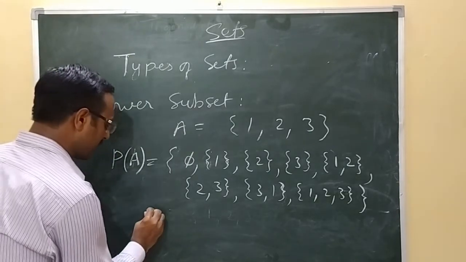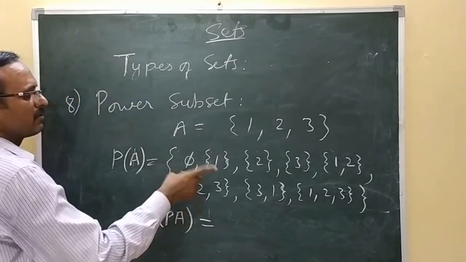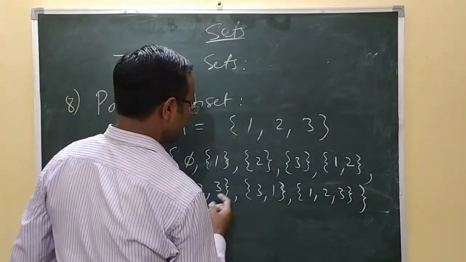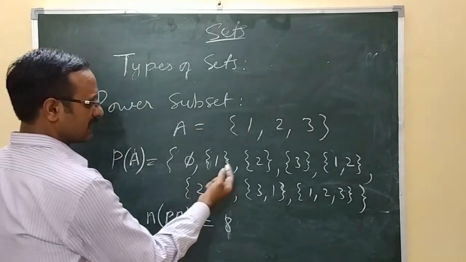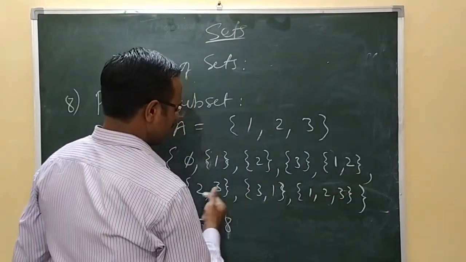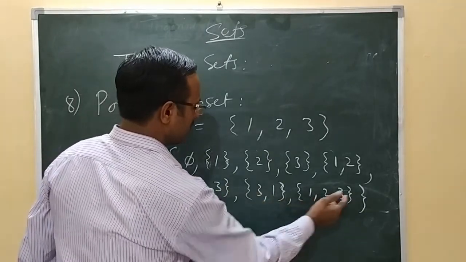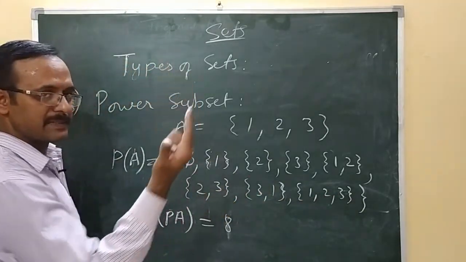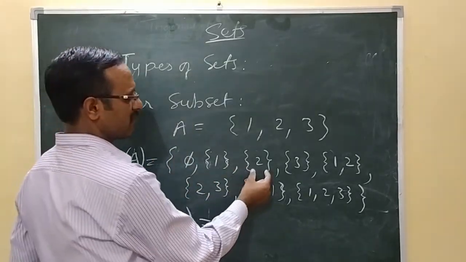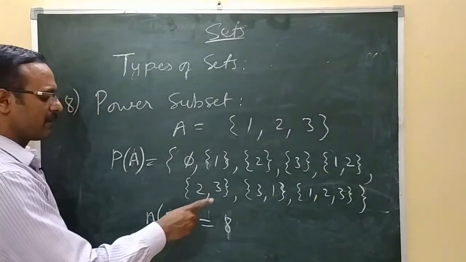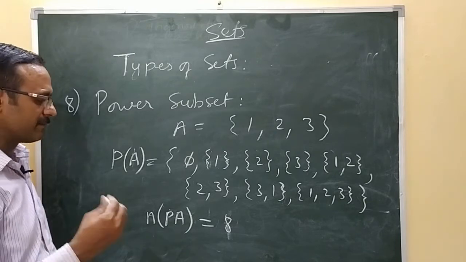Now what will be the cardinal number of this power set? You can count this: 1, 2, 3, 4, 5, 6, 7, 8. There are 8 elements. These, like 2, 3 or 1, 2, 3, are the elements of a subset, but they are not elements of the power set. So the elements are these. Each whole curly brace is counted as 1. So the total number of elements is 8, and you can also find it by a formula.